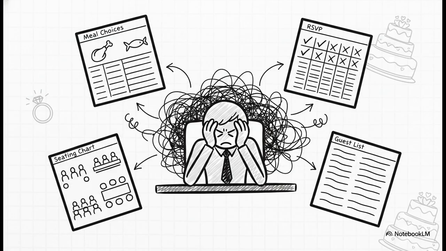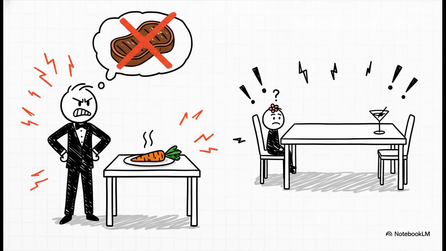There's one tab for the guest list, another one for the RSVPs, another for who wants the chicken or the fish, and yet another for table assignments. It was just this tangled web of lists that had nothing to do with each other. What could go wrong, she says. Everything. Literally everything went wrong.